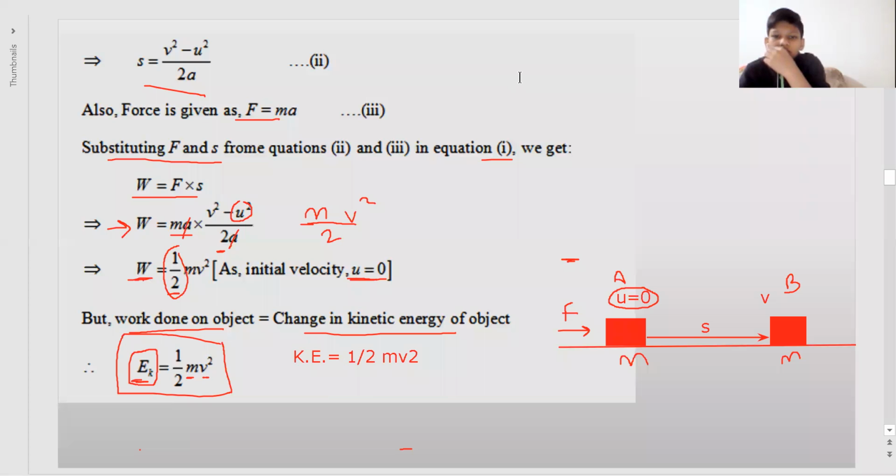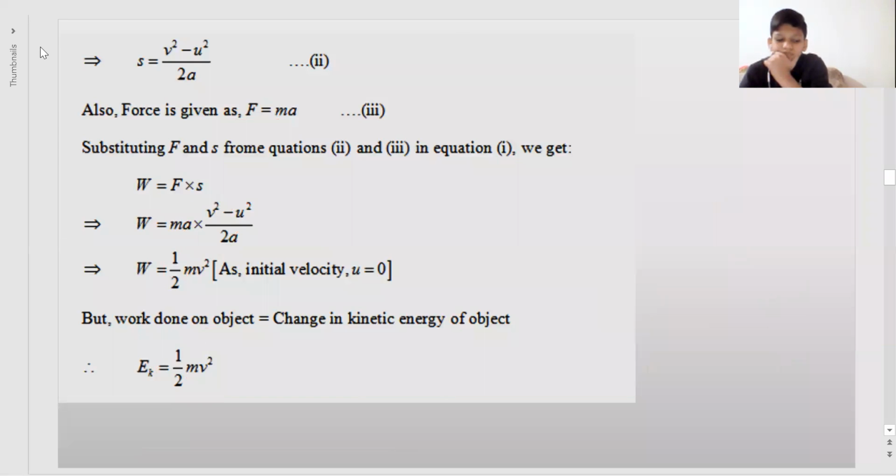Just note this, that this diagram you need to draw by yourself. We have to show an object having initial velocity u = 0, final velocity v, distance covered s, force applied F, and the mass of the object is m. It is not there in the textbook, so you need to draw this. You can take one screenshot also. So this is the derivation of kinetic energy.